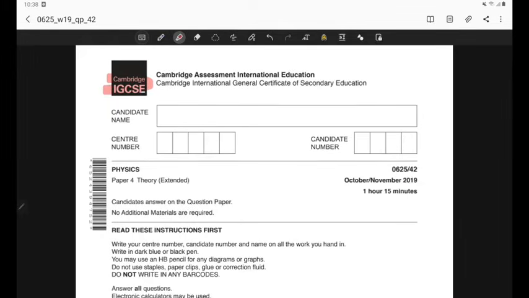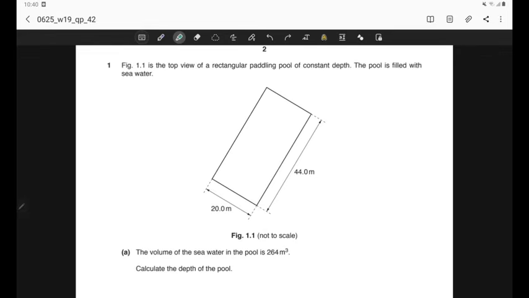Cambridge IGCSE, October-November 2019, paper 42. Question number 1. Figure 1.1 is the top view of a rectangular paddling pool of constant depth. The pool is filled with seawater.